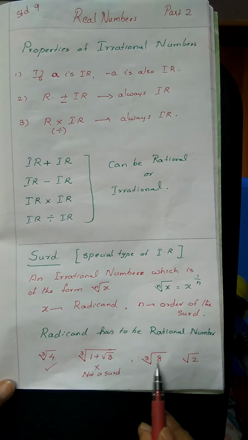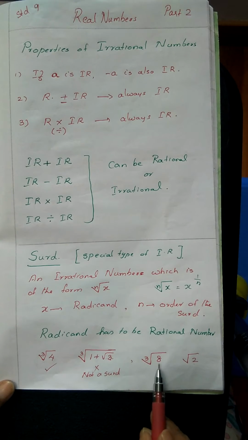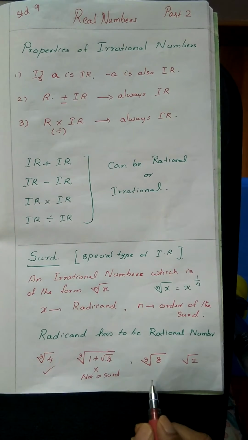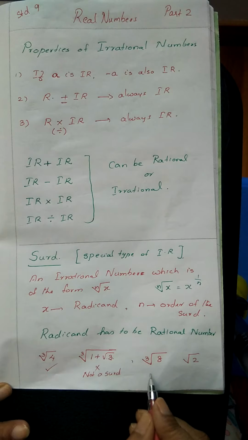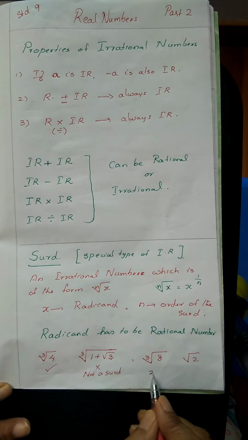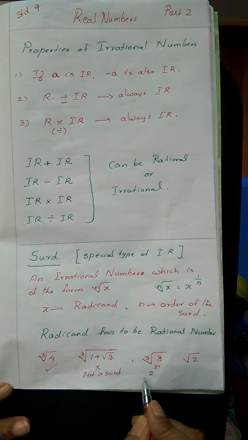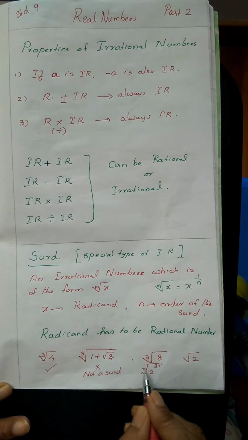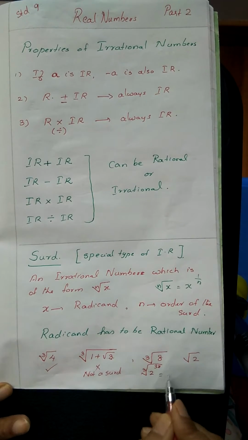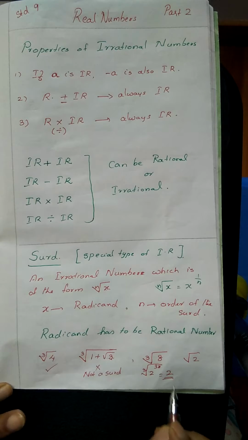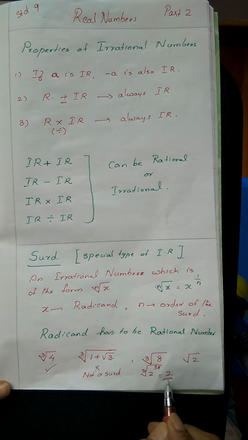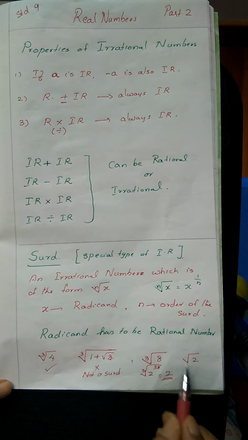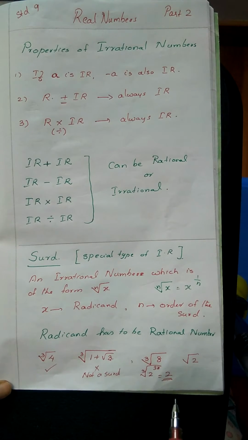Here, cube root of 8. Actually this is not a surd, because cube root of 8 can be written as cube root of 2 to the power of 3, that is equal to 2. So this is a rational number. So cube root of 8 is a rational number, and of course root 2 is a surd.